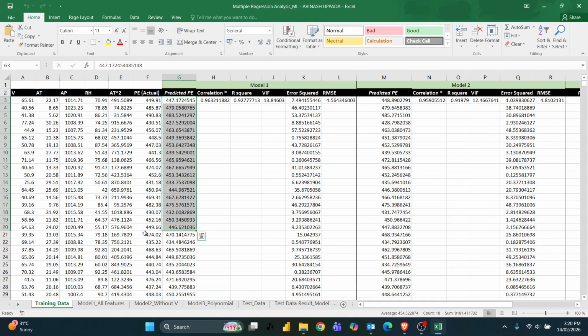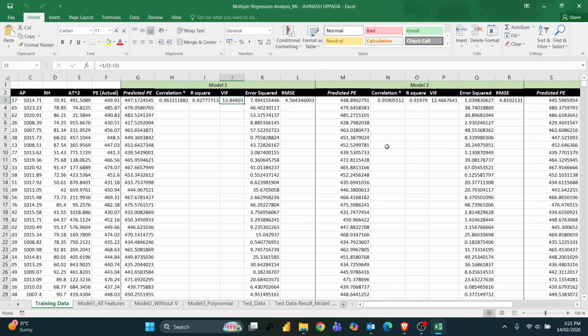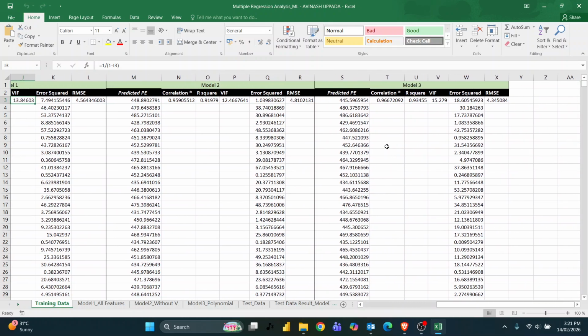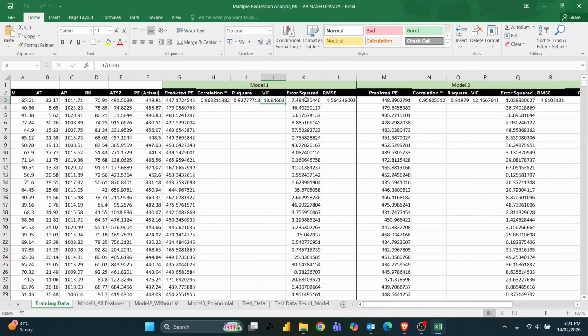So I took the predicted PE here, and then I found the correlation manually. Then I also did R square manually. Then I had to find VIF. The lesser the VIF, the better the model. My VIF ranges from 13 to 15. Then I found the error, which is actual minus predicted, and squared it to arrive at the RMSE, the root mean square error, which is the metric that I chose to validate the models.